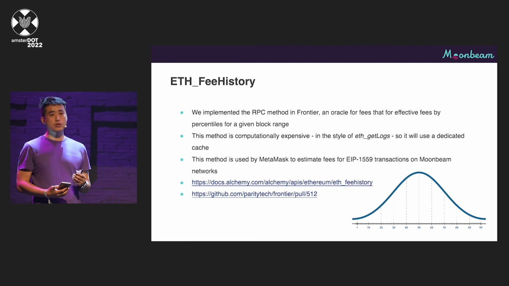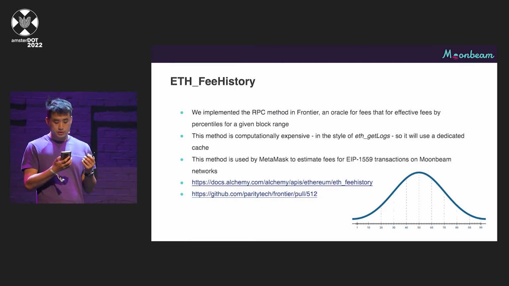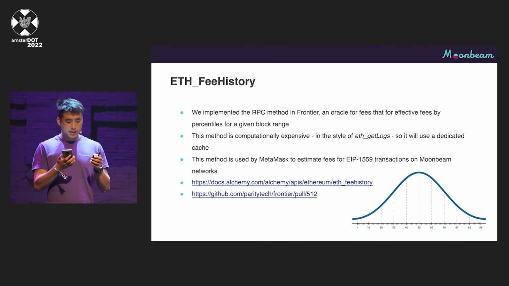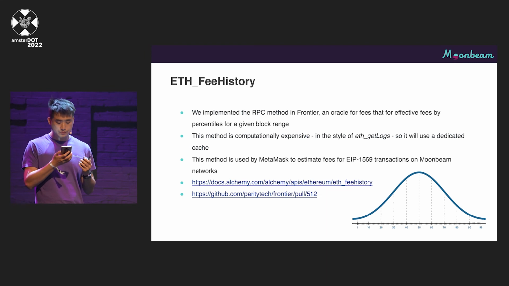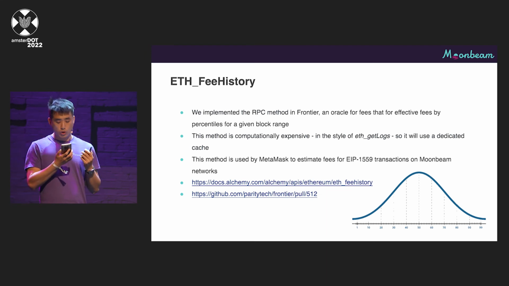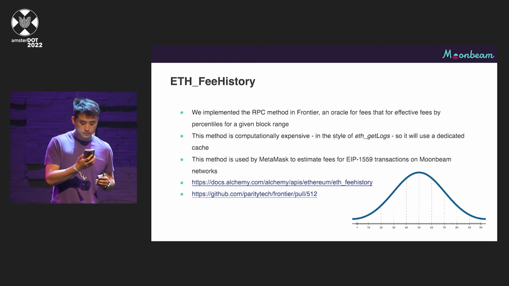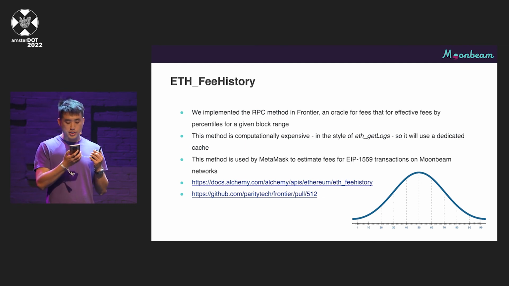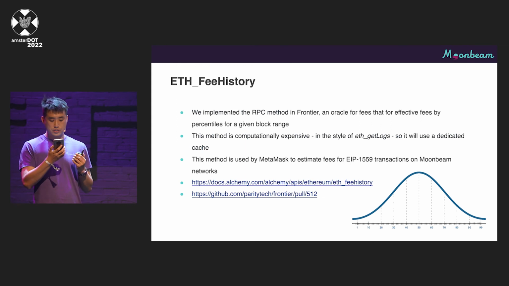The other new feature that we implemented in Frontier to support EIP 1559 is a new RPC method, called eth_feeHistory. It's basically a fee oracle that will query for the effective fee range given a block range.